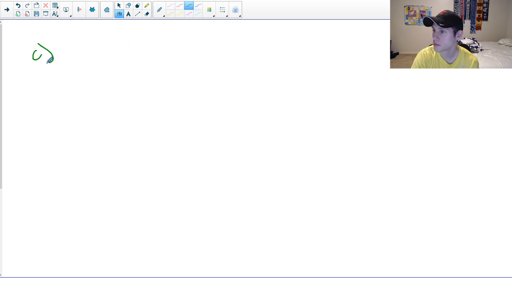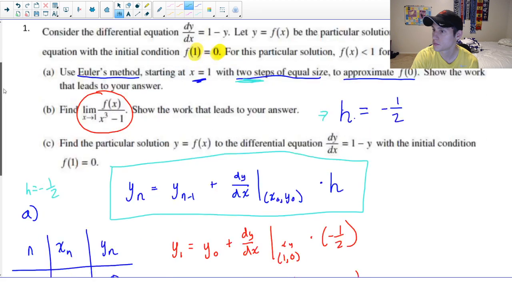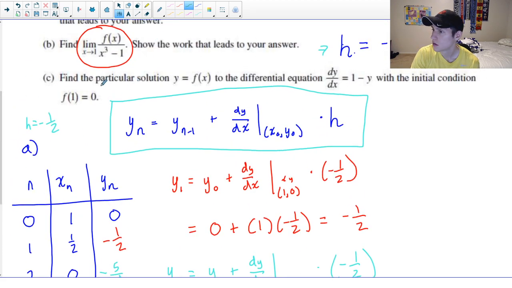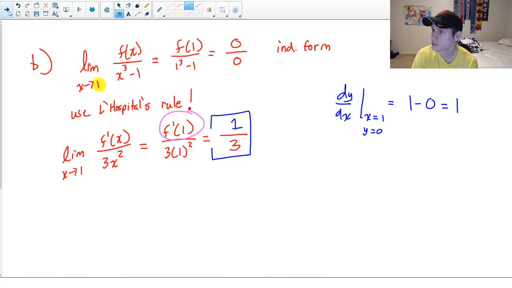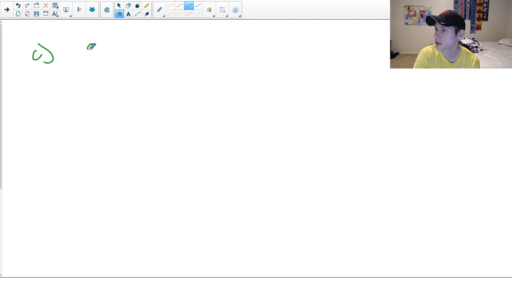Part C. Find the particular solution y equals f of x to the differential equation dy/dx equals 1 minus y. So the same equation as before and the same initial condition as before. We're trying to find the particular solution. So let me just write down that stuff again. dy/dx equals 1 minus y. f of 1 equals 0. And we're trying to find the particular solution.